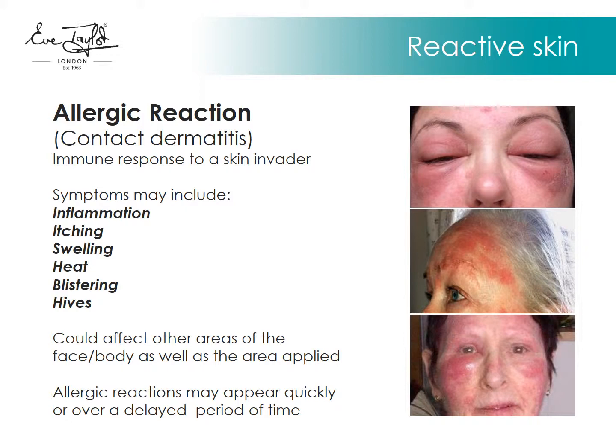We're next going to look at allergic reactions. Allergic reactions are also known as contact dermatitis. These are an immune response to a skin invader. An allergic skincare reaction occurs when the immune system overreacts to a substance which is applied to the skin. It's the immune system which protects the body from allergens. In some people, certain ingredients are seen as allergens by the body, which then trigger the production of antibodies, which then go on to travel to the cells, causing the symptoms on the skin.